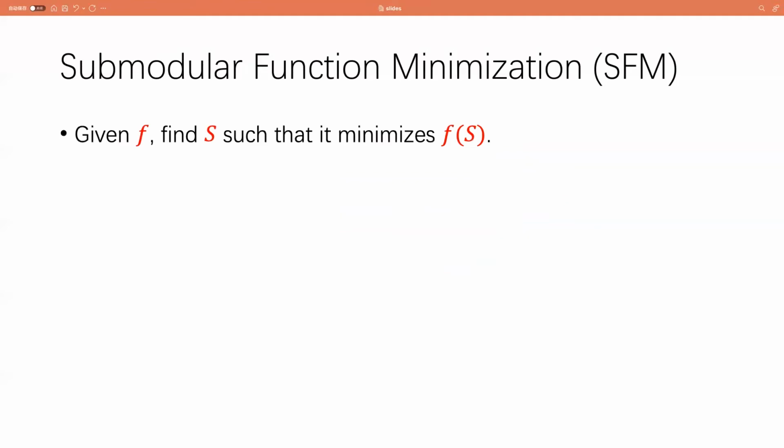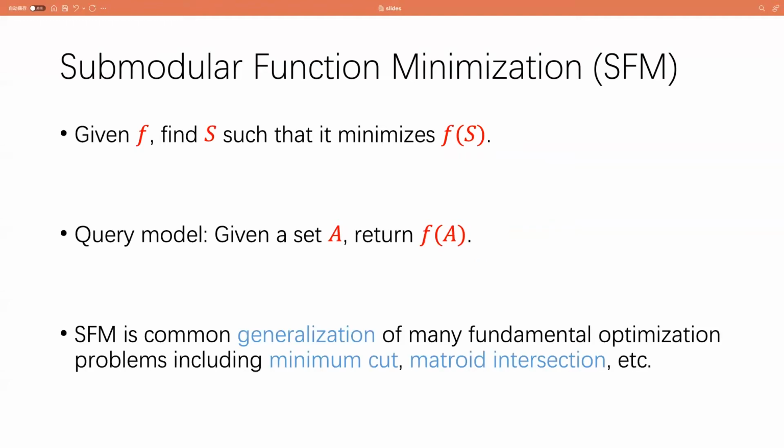As the name suggests, in the submodular function minimization problem, we are given a submodular function f, and we want to find the set S that minimizes F(S). We use the query model, in which we input a set A to an oracle, and the oracle returns the function value F(A). Submodular function minimization generalizes many fundamental minimization problems such as min-cut in graphs and matroid intersection.